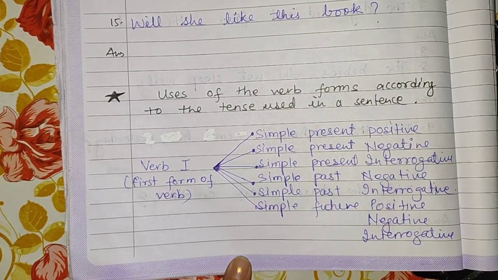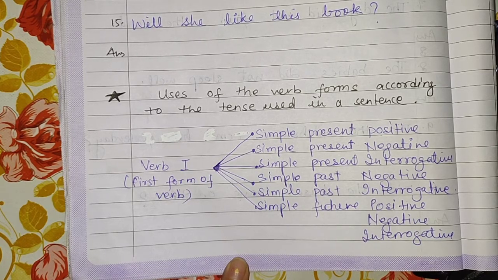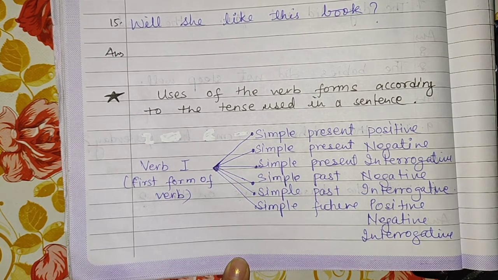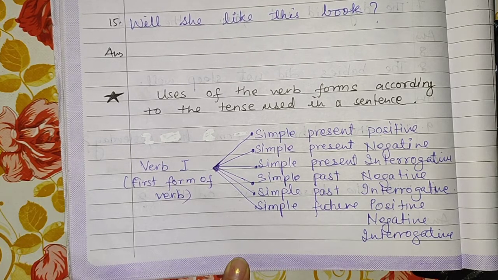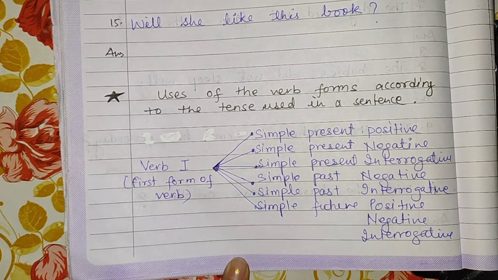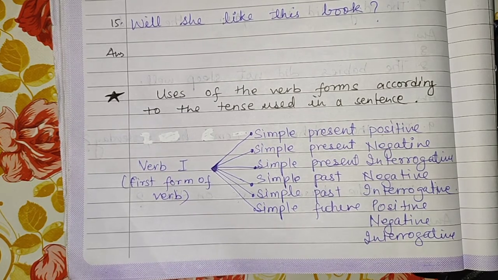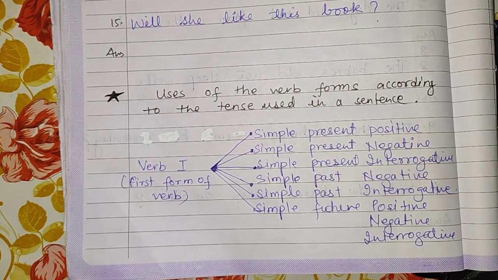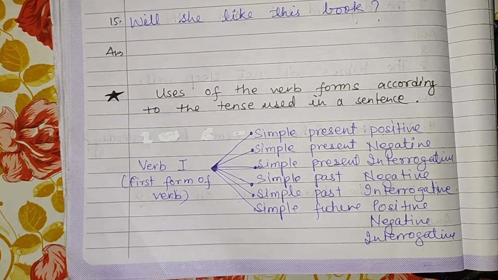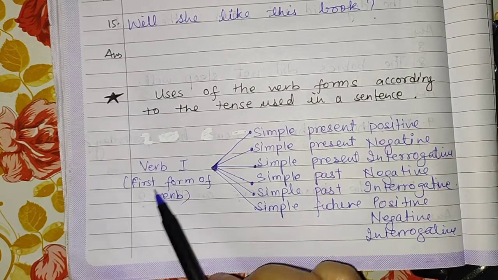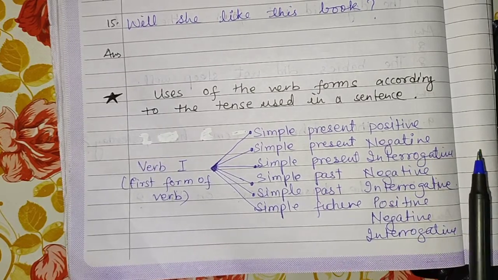As you all know, in a tense there are three kinds of sentences: one is positive, second is negative, and third is interrogative. In all these three forms the verb form is changed. So let's see in short where we use verb 1 and in which sentences we use this form of verb.